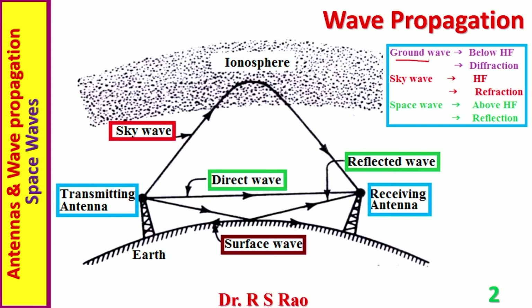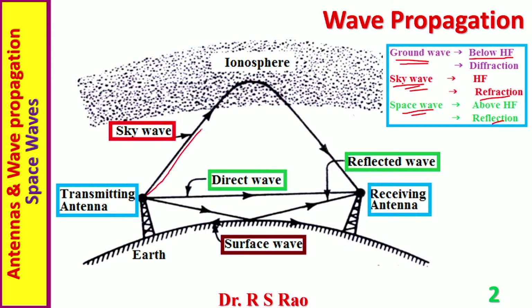Ground wave. Wave assumes this mode, ground wave mode, when its frequency is below HF. Sky wave, when frequency of the wave is within HF band, then the wave assumes sky wave. When frequency is above HF band, wave assumes the mode of space wave. Diffraction plays an important role in ground wave propagation. Refraction plays a major role in sky wave propagation, whereas reflection plays a role in the functioning of space wave communication link. All the three modes of wave propagation are illustrated here.